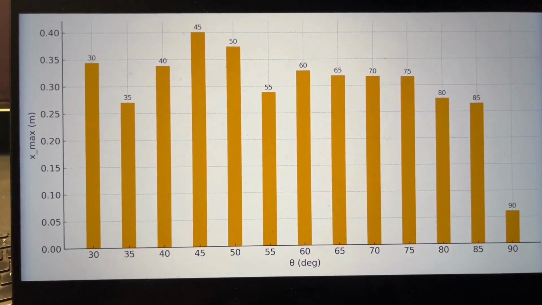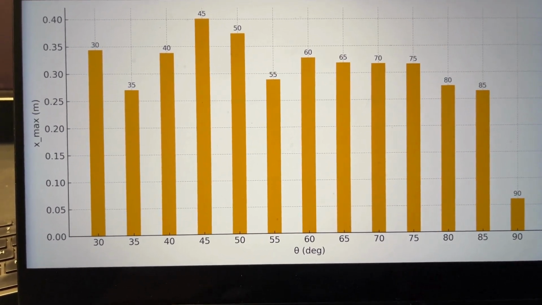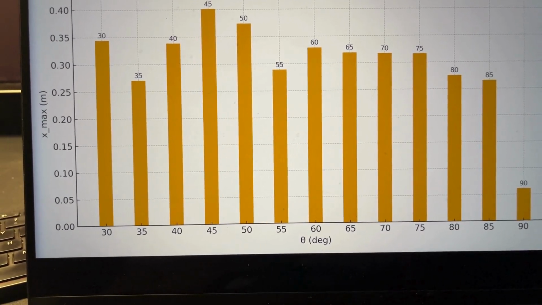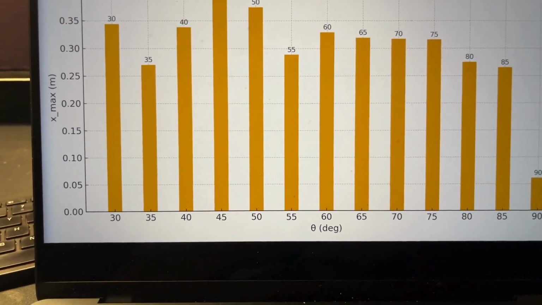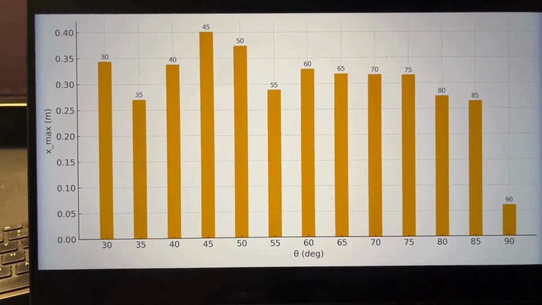But most of the deviations are caused by the spring launcher, because I could not compress the spring in exactly the same way for every shot, so the initial speed was slightly different from trial to trial.